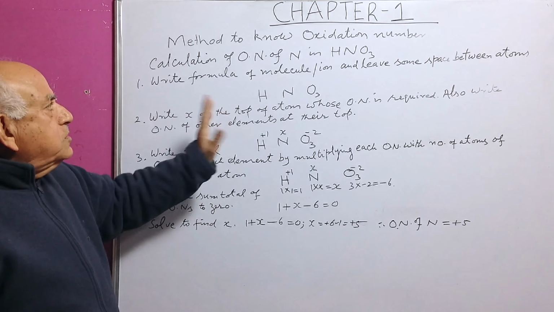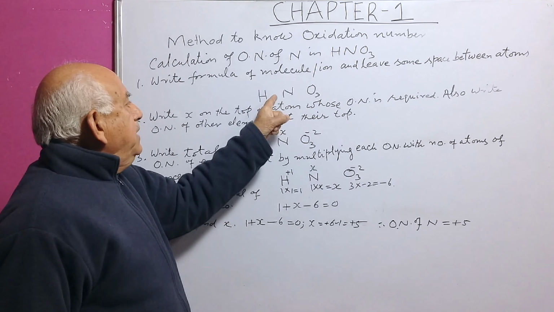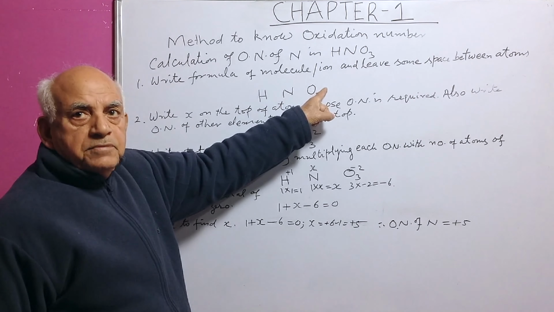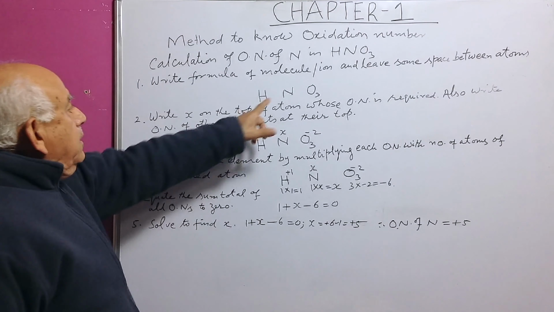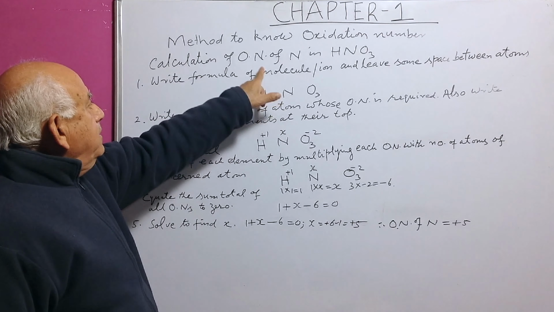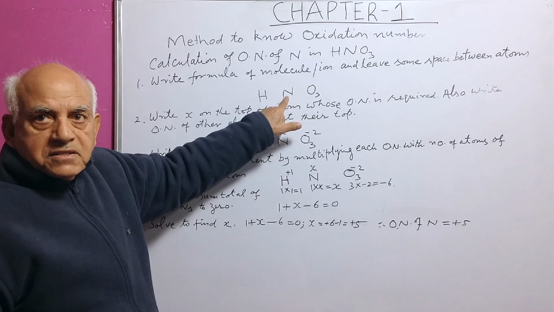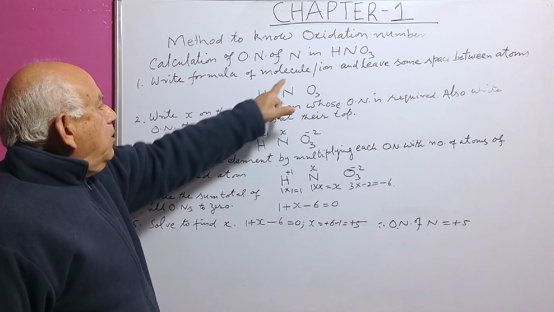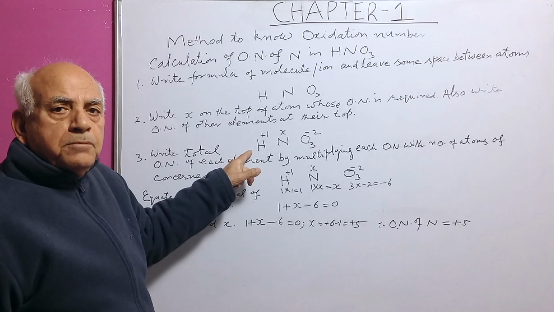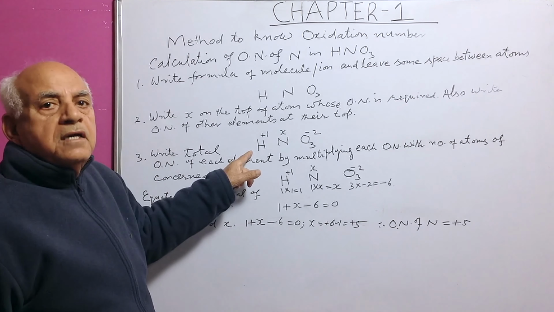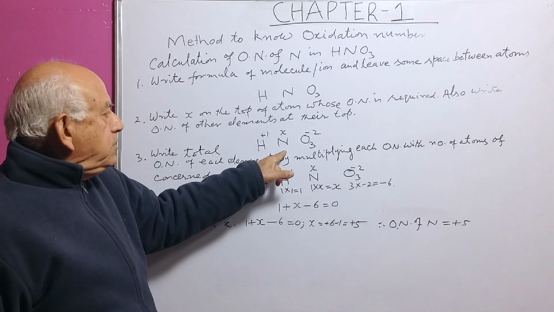The method is, first of all, write the compound by keeping some space between the atoms which are present in the compound. Now, since the question is calculate the oxidation number of nitrogen, therefore we shall be writing X at the top of nitrogen, and then we shall be writing the oxidation number of all the elements present except the one whose oxidation number is to be found out.